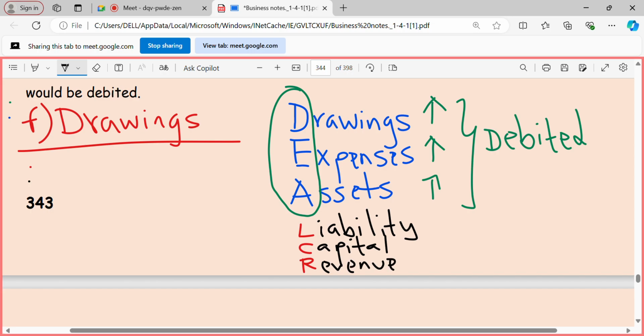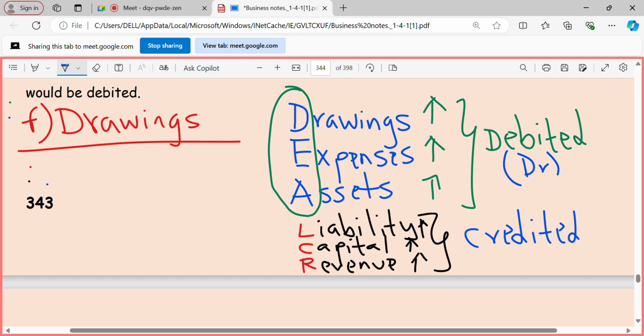So the other one is LCR. The LCR is the other one, where L is for liability, C for capital, and R is for revenue. So these ones, when they increase, hizi sasa zikiongezeka, instead of debiting, you now credit them. They are normally credited.